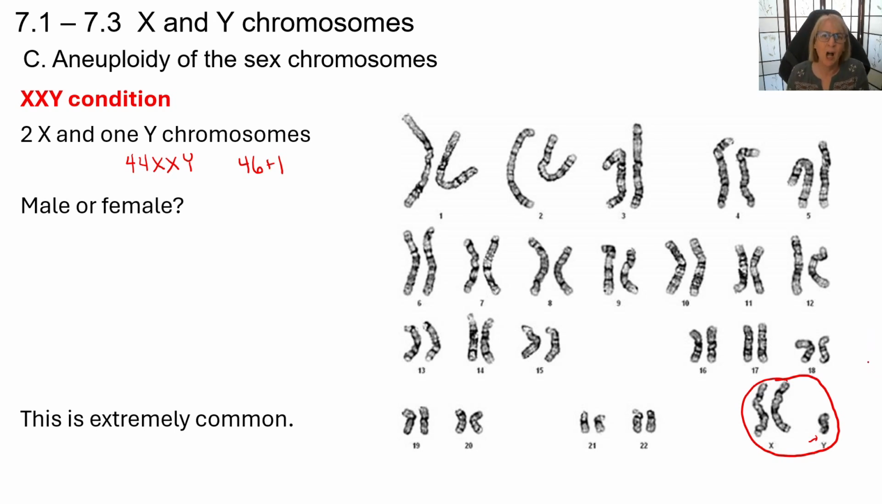This is extremely common in the human population. I actually have some examples I can show you where it's common in cats as well. As far as we know, there are no developmental issues that come from this. You can't tell until I do your genotype, so you might be XXY and not even know it. That starts to beg an interesting question.